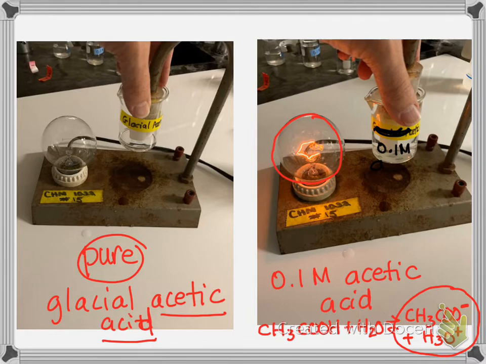And again, before we leave this section, remember, an electrolyte is a substance that conducts electricity in solution because of the presence of ions, plus or minus charge. A non-electrolyte is a solution that does not conduct electricity because it does not have the presence of ions.